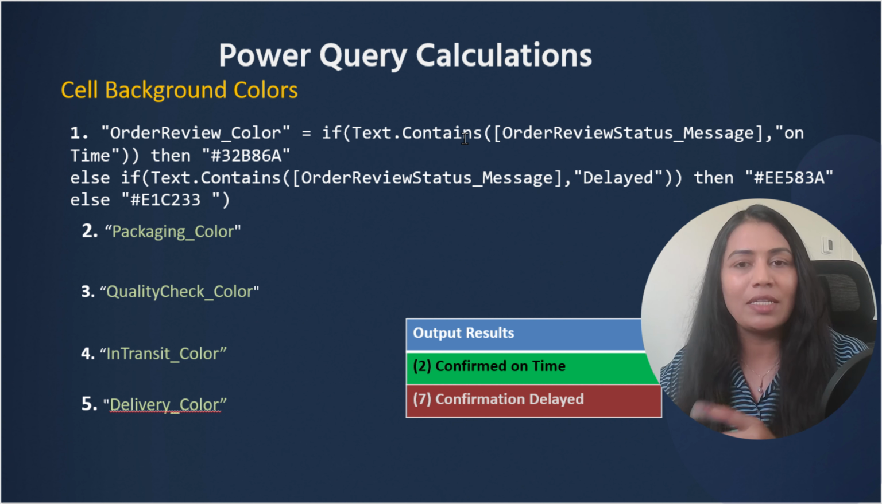Write an if-else condition for the delayed orders and assign the color code as red. And for the last else condition, assign a yellow hex color code. Check for any syntax errors and click OK. You will start seeing the color codes displayed in the column. Similarly, create color codes for all 5 stages.